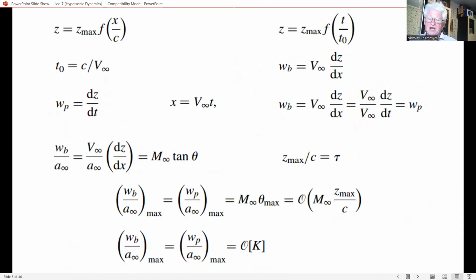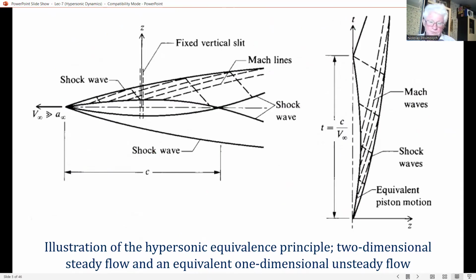To further illustrate the hypersonic equivalence principle, consider a simpler case. For example, the flow over a two-dimensional airfoil with chord length c. Here you see on the bottom, chord length c. As the airfoil penetrates the fixed vertical plane, we have in this case a fixed vertical slit, the body motion acts like a one-dimensional piston moving in the z direction. Z is the upward direction.